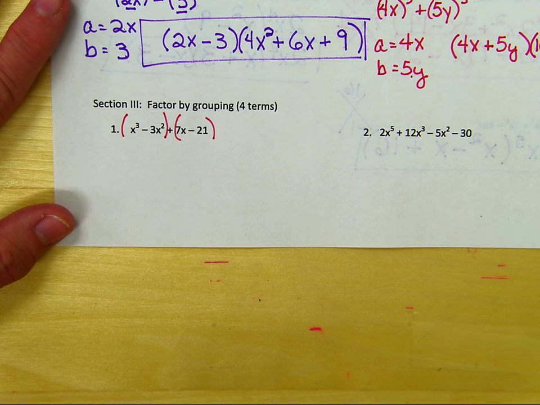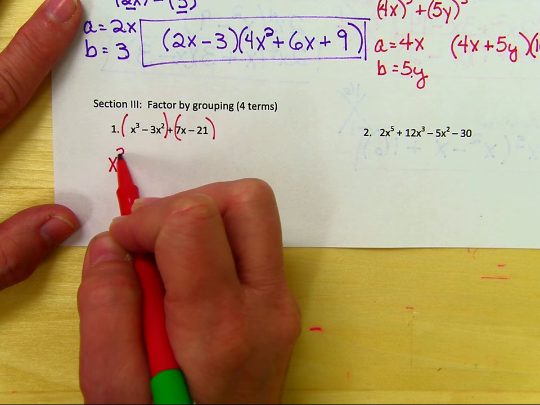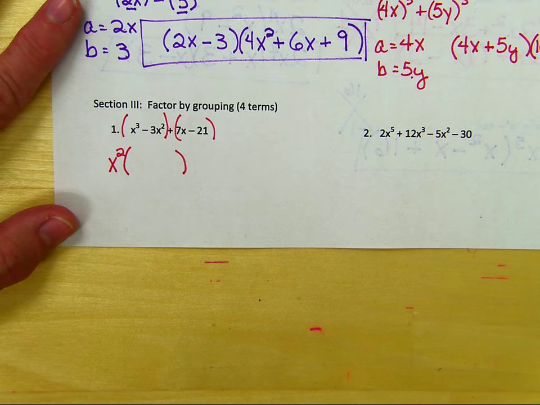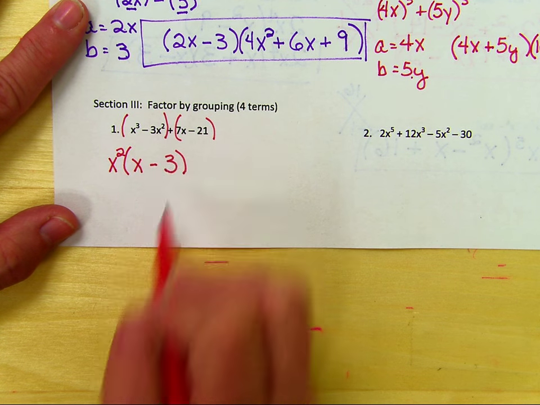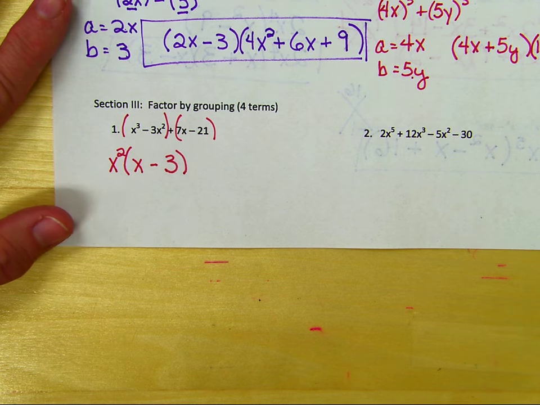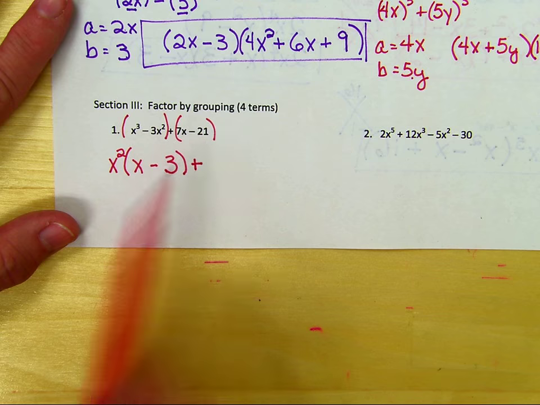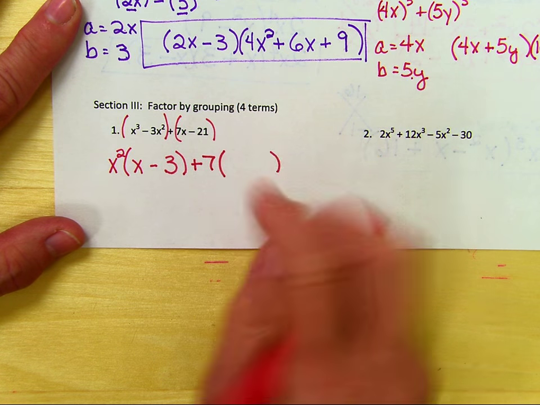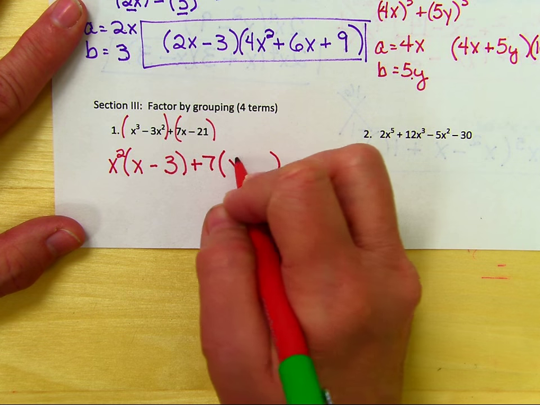Looking at just the first parentheses, what do they have in common? What is their greatest common factor? It's going to be x squared. Factor that out of just that first parentheses. So we're going to have x minus 3. Okay. Then I've got a plus. What do the next two numbers have in common? 7. Factor that out of only the second parentheses. So we've got 7x minus 3.